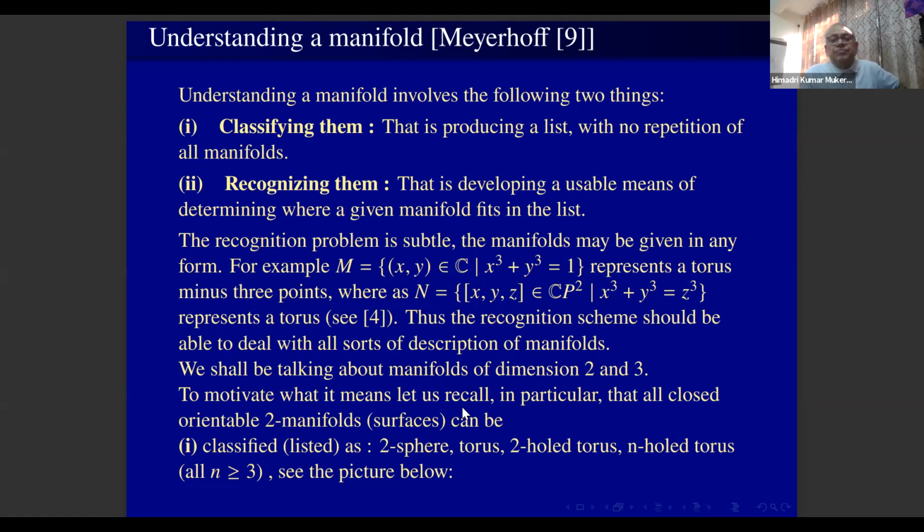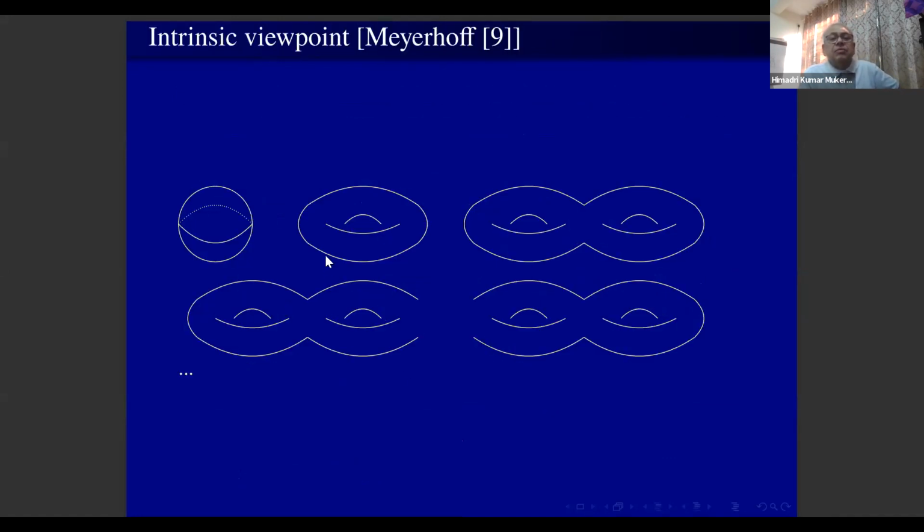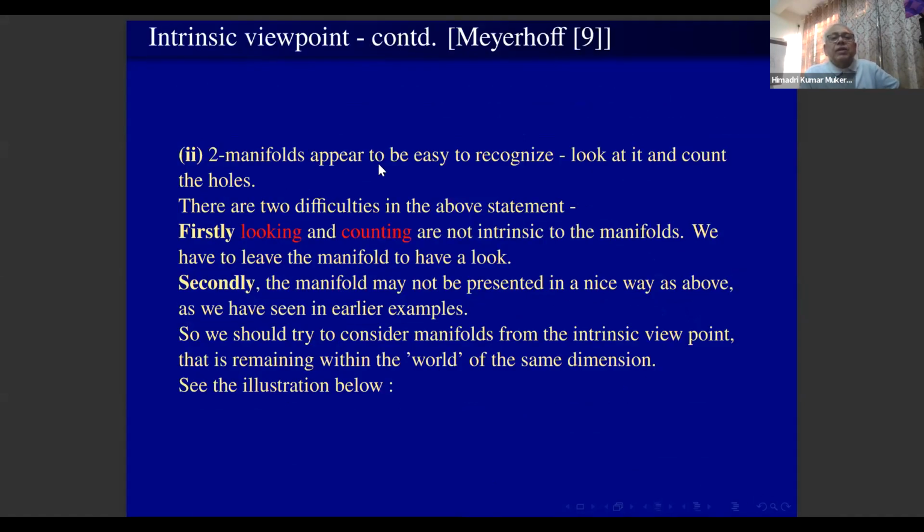To motivate what it means, let us recall in particular that all closed orientable 2 manifolds, that is surfaces, can be classified and listed as the 2 sphere, torus, 2 hole torus, n hole torus, etc. We assume this result, that orientable closed 2 manifolds are either this or this or this, where n may vary to infinity. 2 manifolds appear to be easy to recognize. Look at it and count the holes.